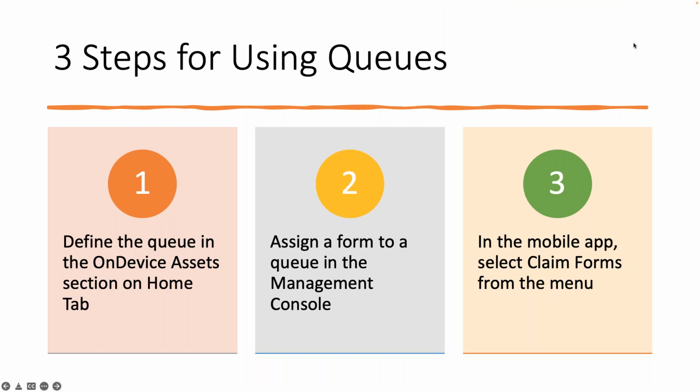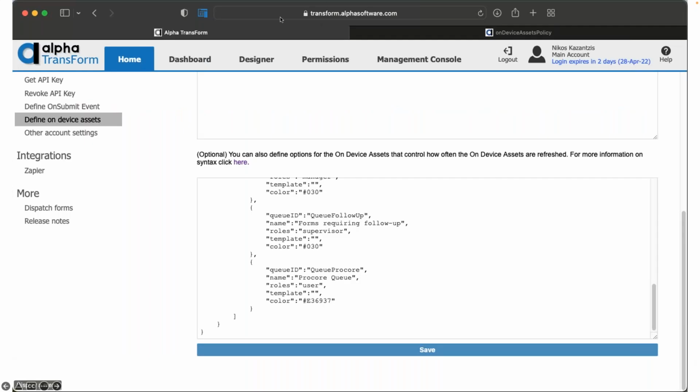So on step 1, where we're going to define the queue in the on-device assets section, here I am in my Transform account, and down here in the on-device assets section, which you can get to by clicking on Define on-device assets here in the left-hand corner, you'll go down and add some JSON here. You can actually add an array of queues.